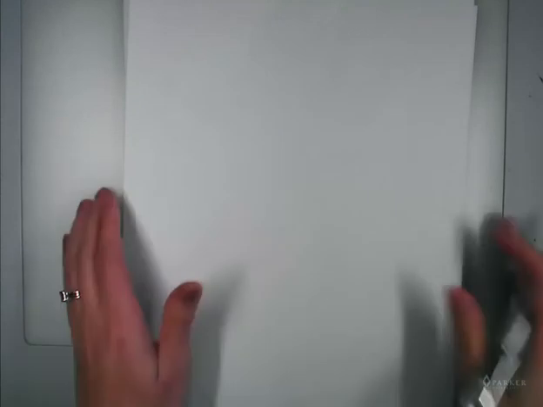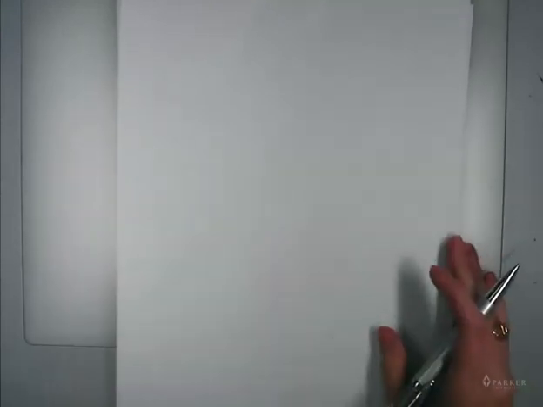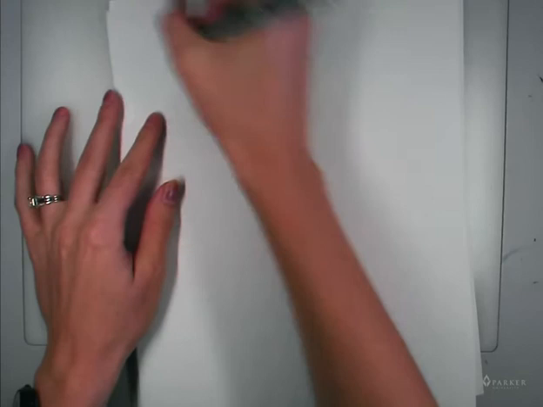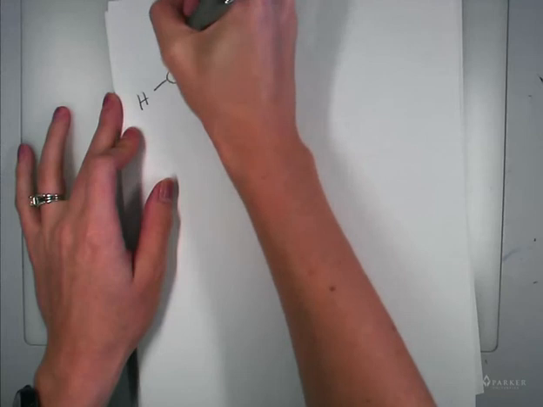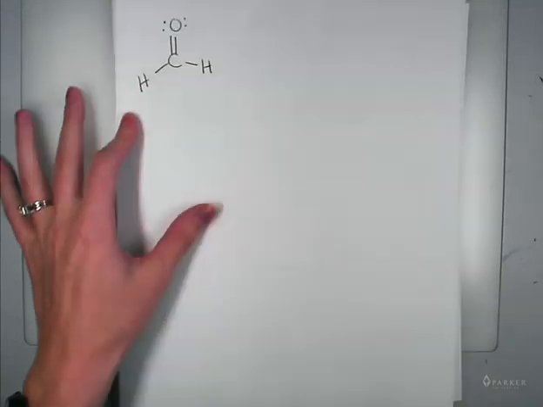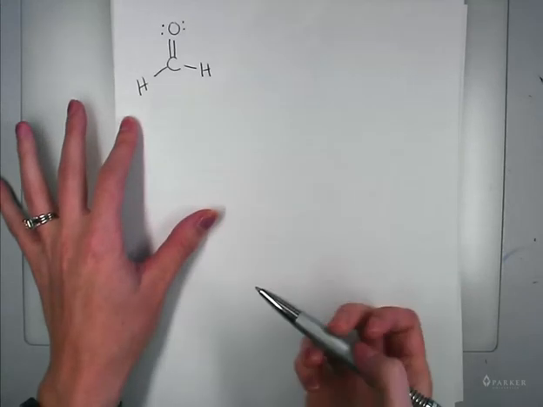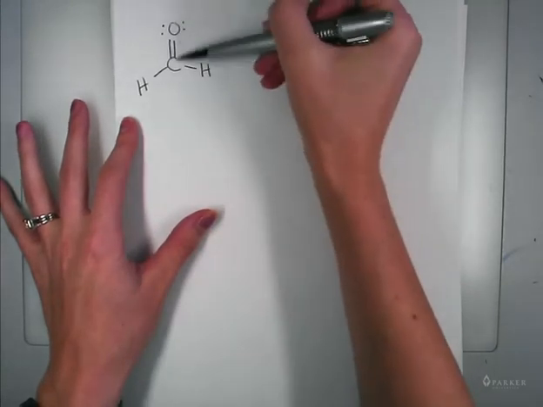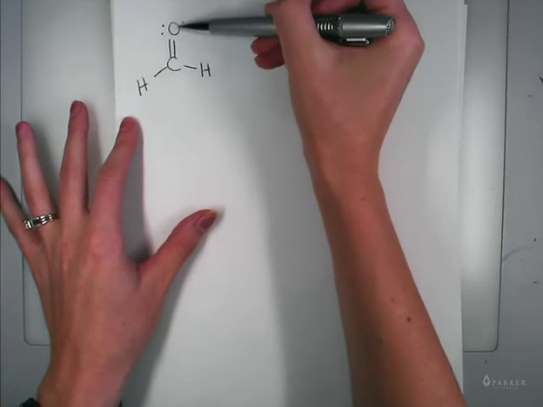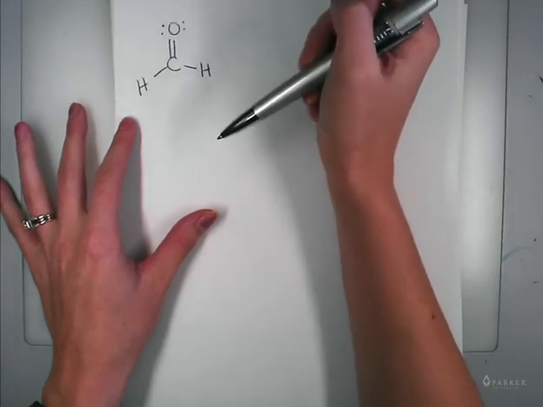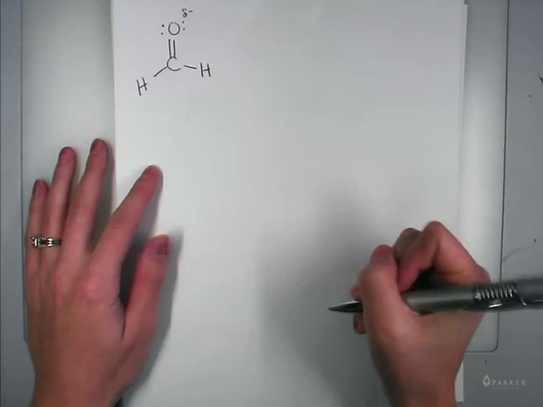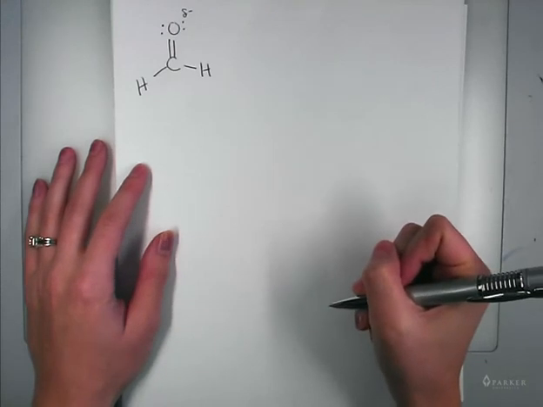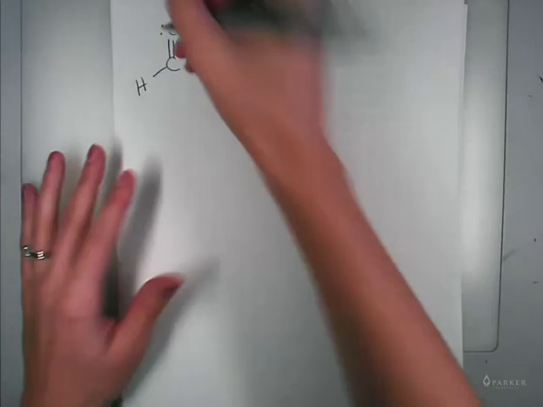Okay, so it says draw the partial positive and partial negative along the carbon-oxygen bond for CH2O. So if I just draw this really quick. All right, so here is the structure. Now we're looking along the carbon-oxygen bond here. So if we're looking at carbon versus oxygen, which one's more electronegative? Oxygen. So that one gets your partial negative. So which one would get the partial positive? Carbon.